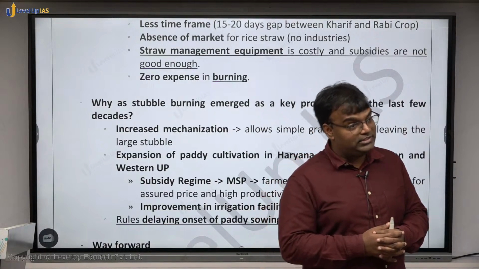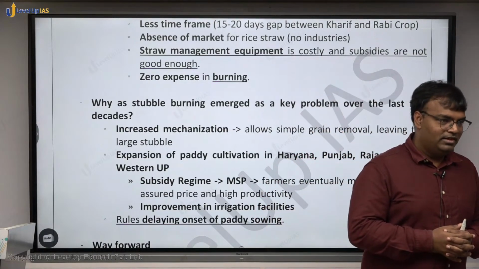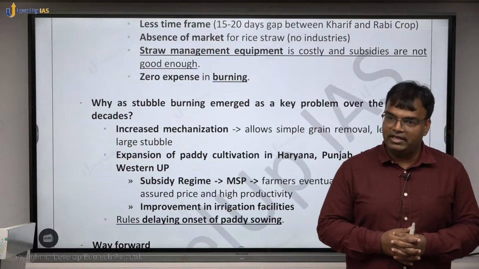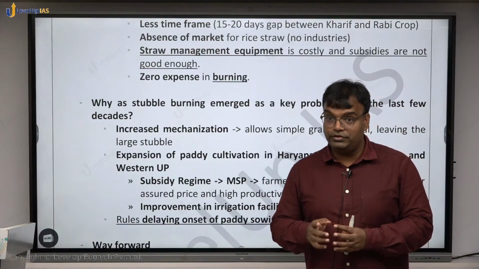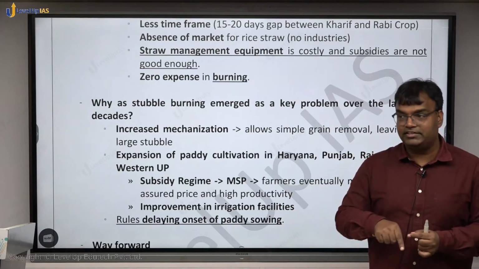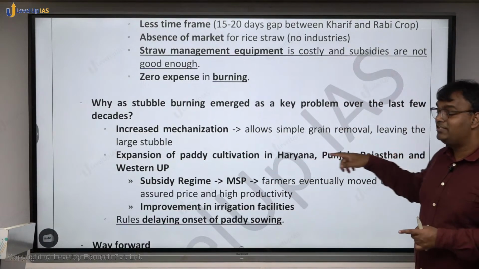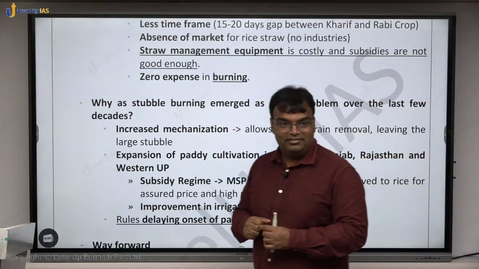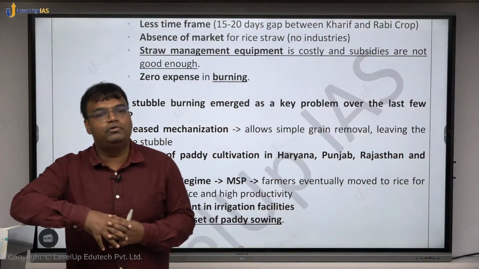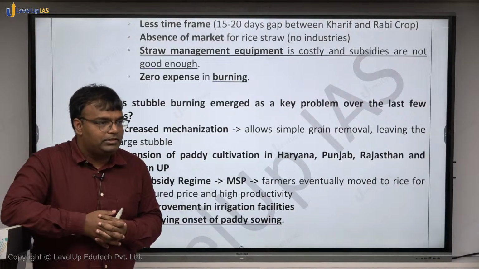So mechanization, the increase in mechanization has become a problem, because of which it has emerged as an issue in recent years. Then expansion of paddy cultivation in Haryana, Punjab, Rajasthan and Western Uttar Pradesh. Look, these regions are not suitable for paddy cultivation. First of all, there is not that much water here.